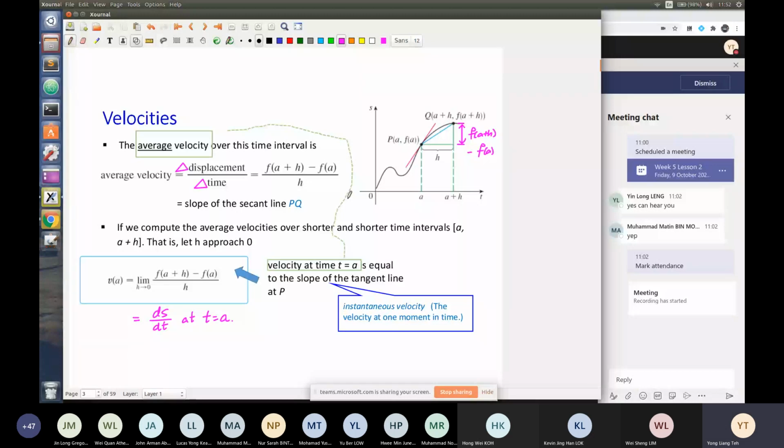Okay, in fact, the condition for the limit of this to exist is that the function here must be continuous and smooth. We will talk about the smooth requirement later on. It cannot have a kink, so it cannot have an abrupt change in direction over the curve.